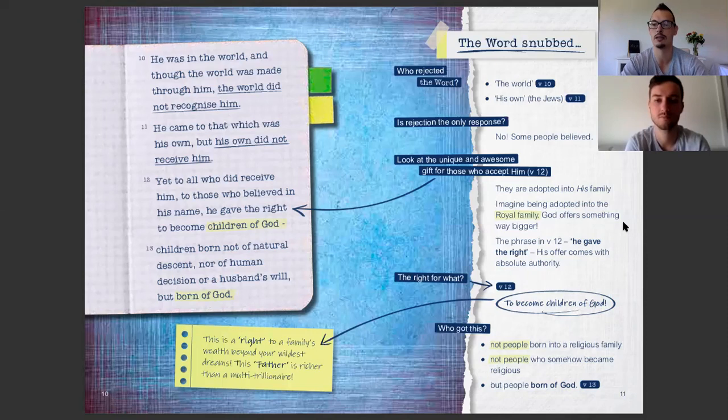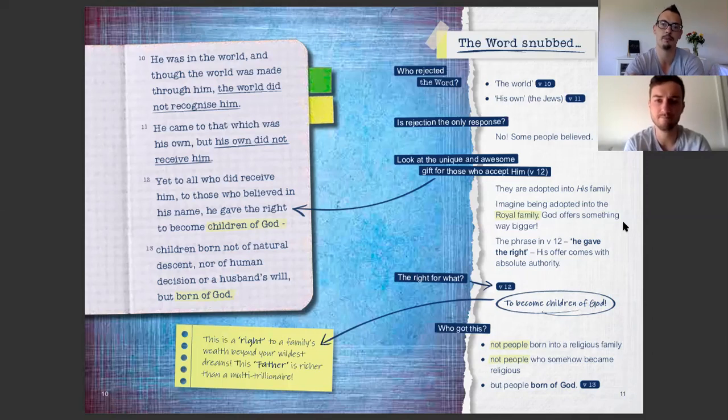The phrase in verse 12, he gave the right, shows that he has full and absolute authority to do that. No one can overrule him, or undermine that and take it away. And so the right is to become a child of God. This is a right to the family's inheritance, to wealth beyond wildest dreams. This father here is richer than any multi-trillionaire on earth. It is a big claim, a big offer. And so who gets this? It's not people born into a religious family. It's not people who somehow become religious, but it's people in verse 13 who are born of God.